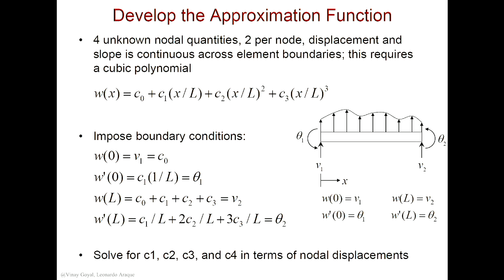So to do that, I will try to satisfy them. I'll impose the boundary conditions here, one by one. Okay. And so how many coefficients do I have? c sub 0, c sub 1, c sub 2, c sub 3, right? I have to solve for them and plug them back into my polynomial. So everything is now in terms of V1, V2, theta 1, and theta 2. Is that clear what I'm trying to do here?